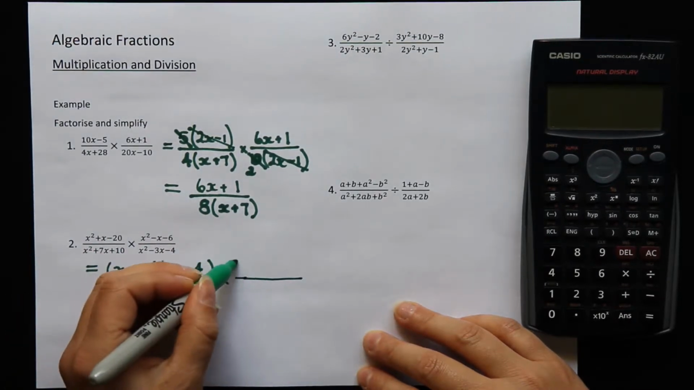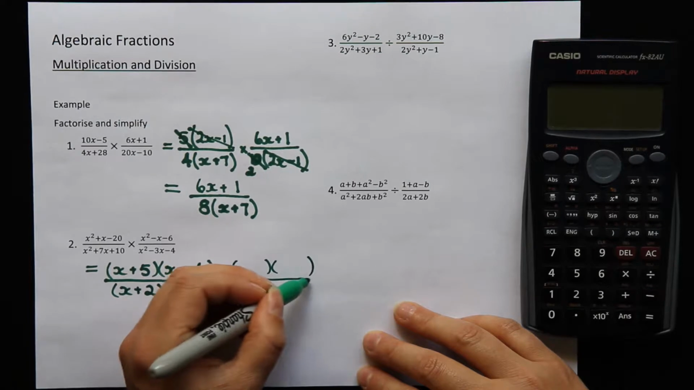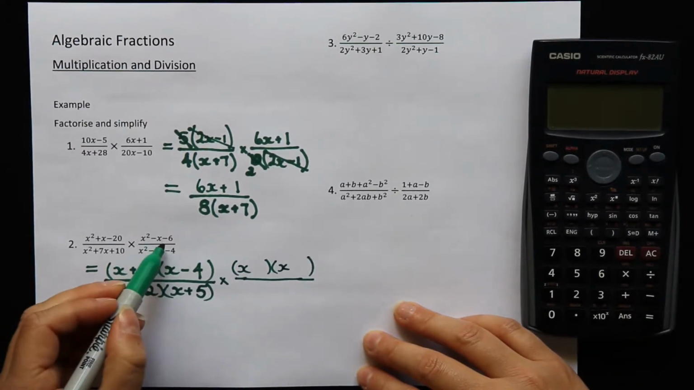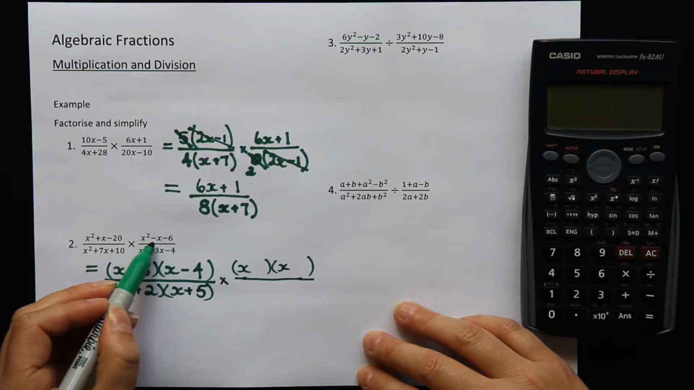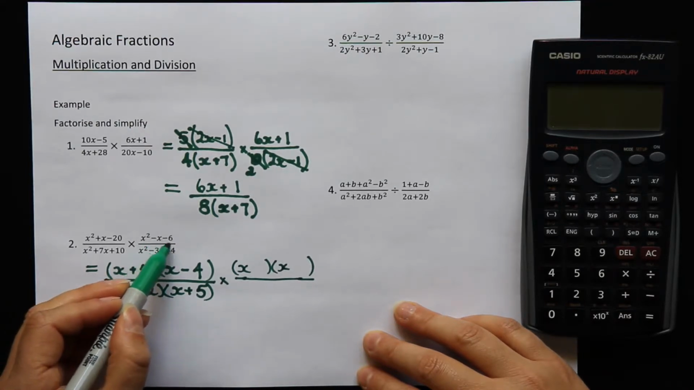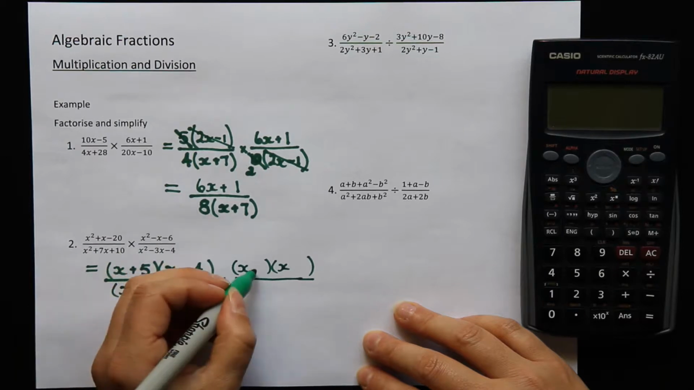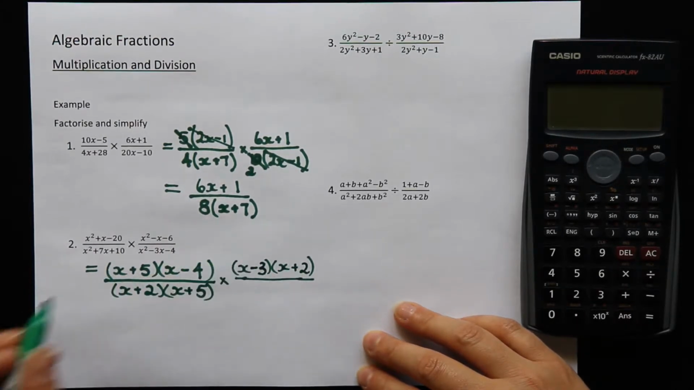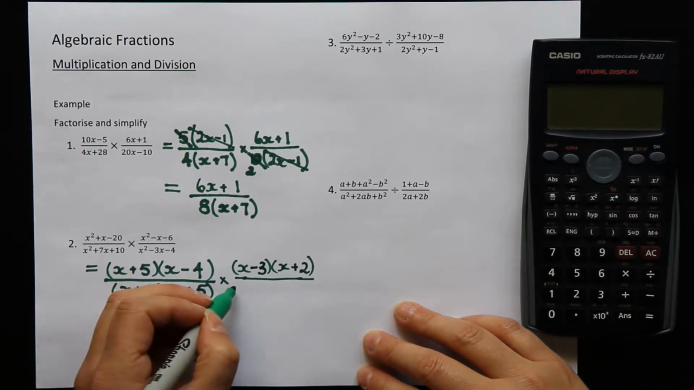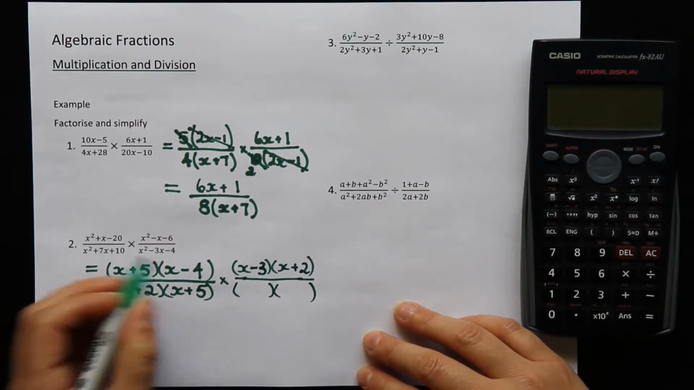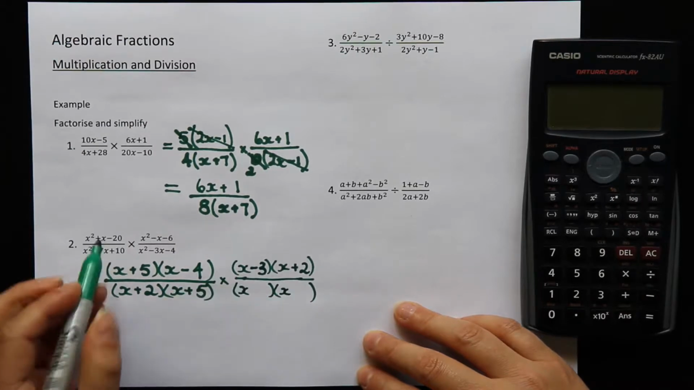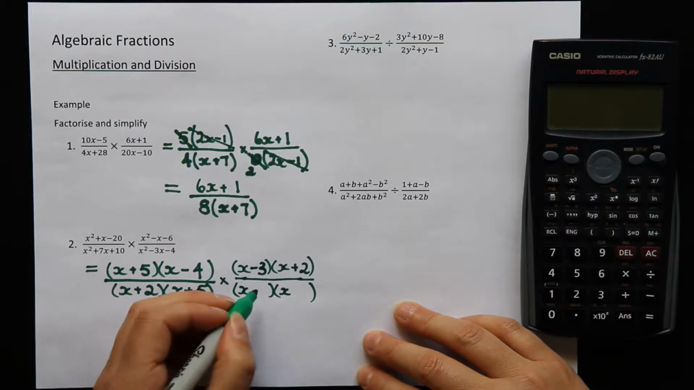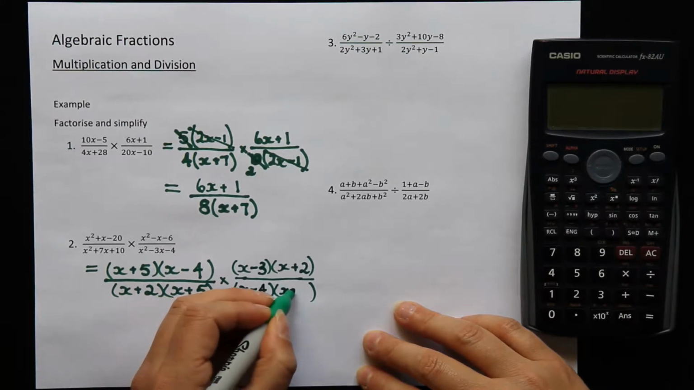On the top, we're going to have 2 brackets again. It's got an x in the front of each bracket. Times to give a negative 6 and adds to give a negative 1. 2 and 3 will work if I make it a negative 3 and a positive 2. On the bottom, x is in the front of the brackets. Times to give a negative 4 and adds to give a negative 3 will be a negative 4 and a plus 1.